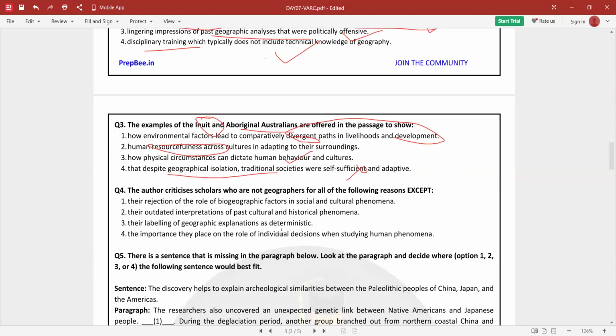Now, the author criticizes scholars who are not geographers for all of the reasons except the rejection of the role of biogeographic factors in social and cultural phenomenon. Yes, they fail to include this. That outdated interpretations of past cultural and historical phenomena, this is not given anywhere, that their interpretations are outdated. Their labeling of geographic explanations as deterministic, that is mentioned. Importance they place on the role of individual decisions when studying human phenomenon, right? So second is your answer.